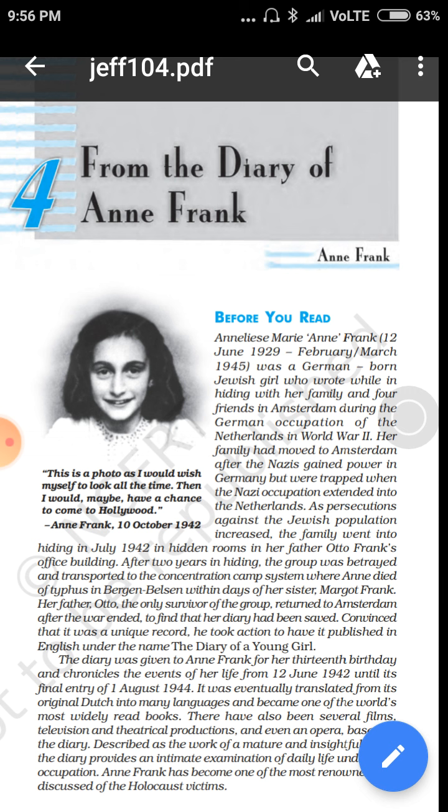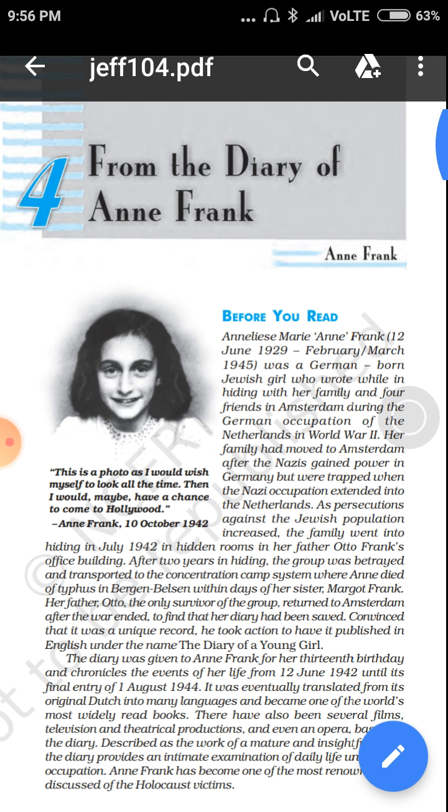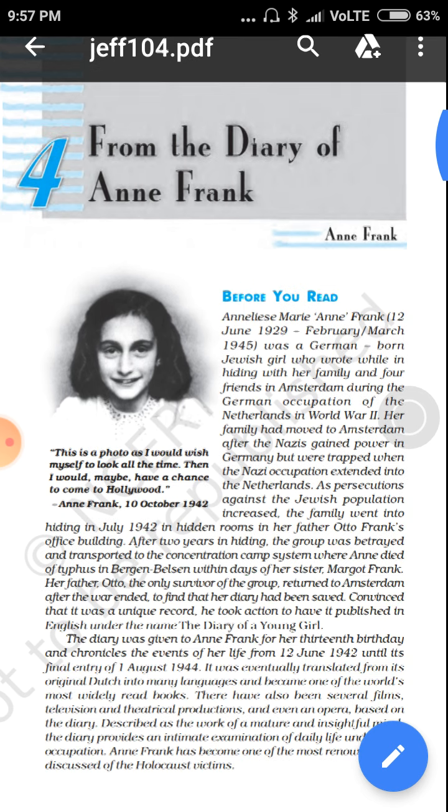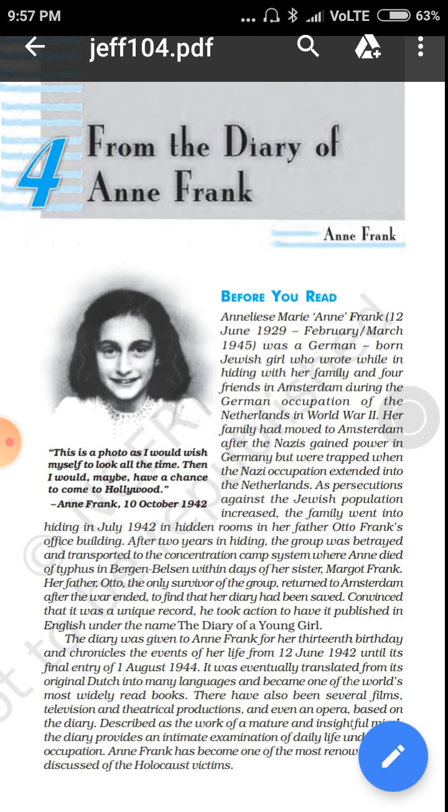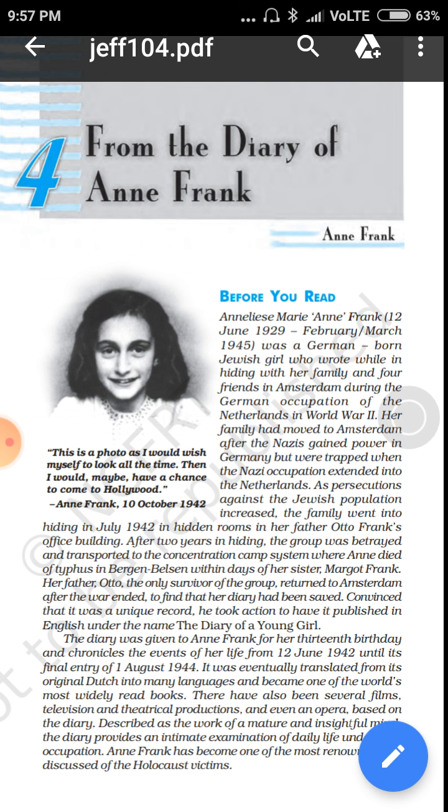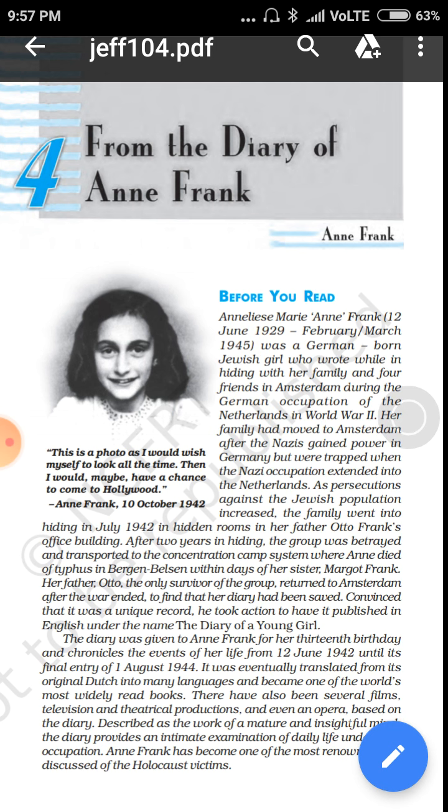Her family had moved to Amsterdam after the Nazis gained power in Germany, but were trapped when the Nazi occupation extended into the Netherlands. Netherlands is a very small country in Europe, you know.